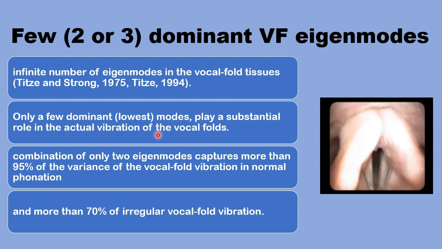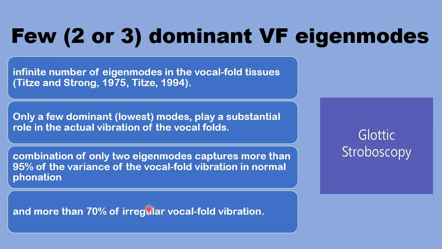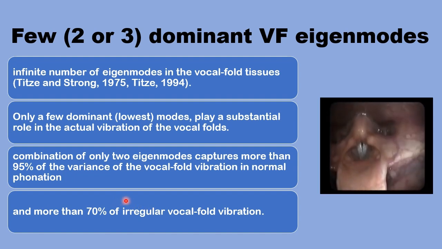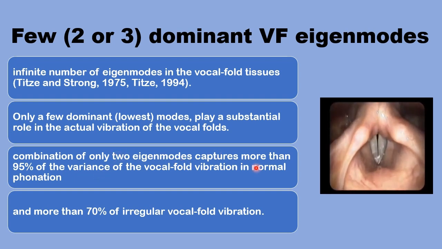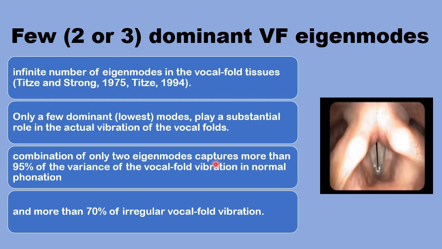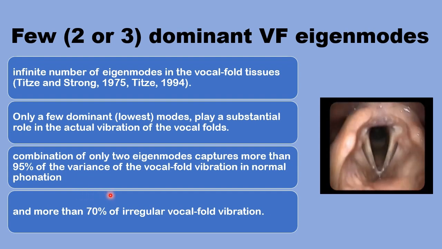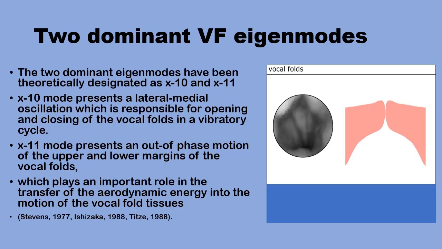Using computer models or physical models with larynges, sometimes canine larynges, this was illustrated well: a combination of only 2 eigenmodes can capture more than 95% of the variance of the vocal fold vibration in normal phonation and more than 70% of the variance during irregular vocal fold vibration. The 2 dominant vocal fold eigenmodes during phonation are termed X10 and X11. These are 2 different modes of motion or vibration.